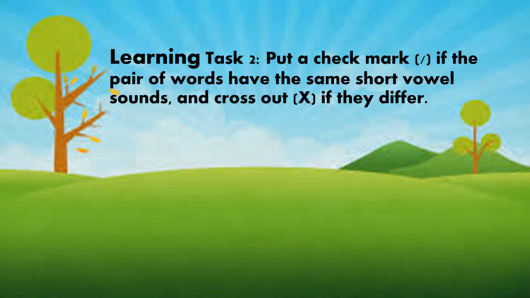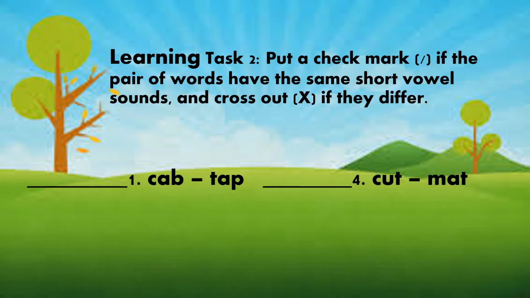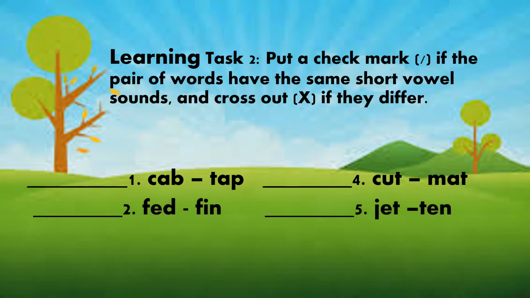Let's proceed to learning task 2. You are going to put a check mark if the pair of words have short vowel sounds and cross out if they differ. Number 1, cab, tap. Number 2, fed, fin. Number 3, sip, fit. Number 4, cat, mat. Number 5, jet, ten.